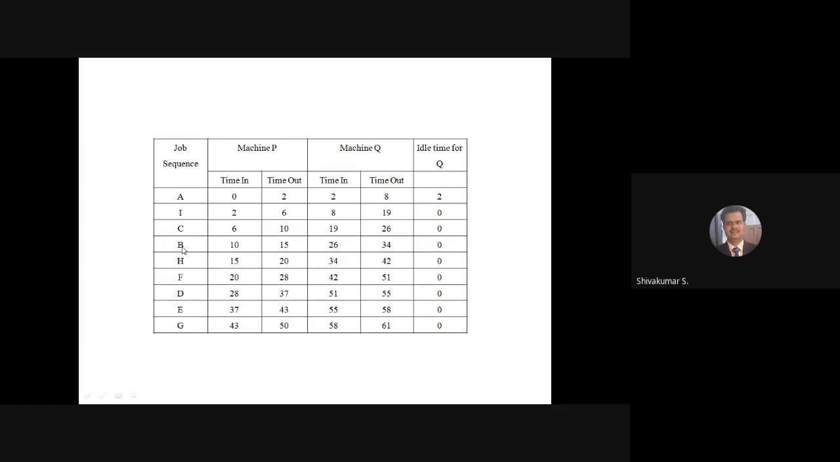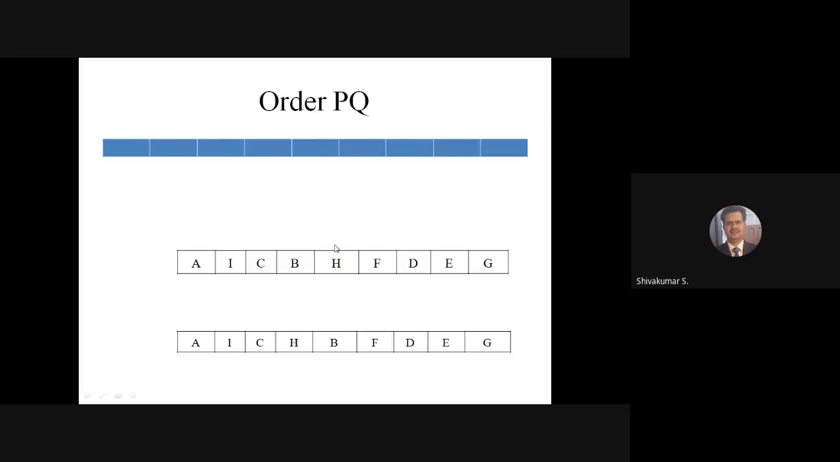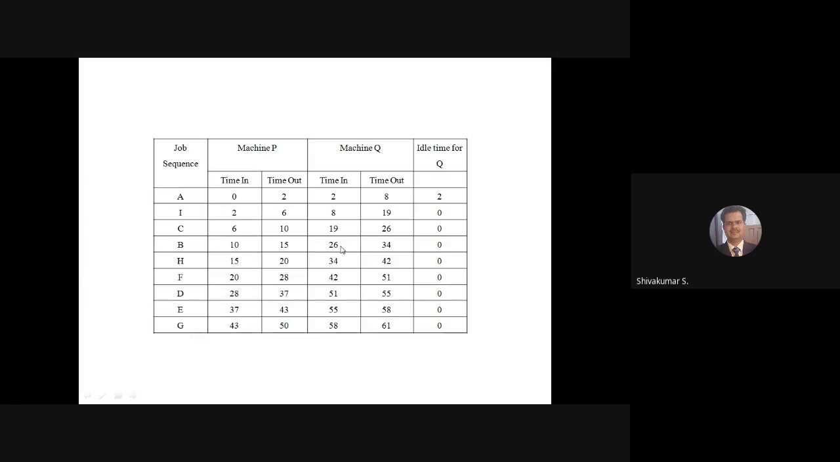So now what happens here? Job B 10 plus 5, 15. So it's free. Job B is ready now, but machine Q is going to be free only after 26. So this 26 right here, 26 plus 8 minutes on Q, 26 plus 8, 34 becomes time out. So idle time, 26 minus 26, 0.